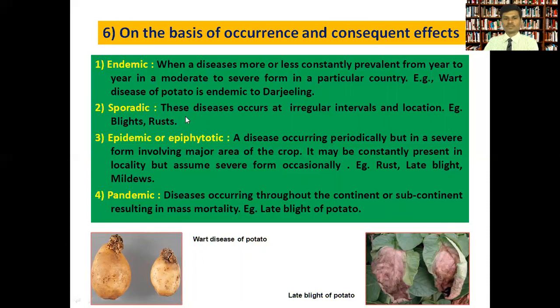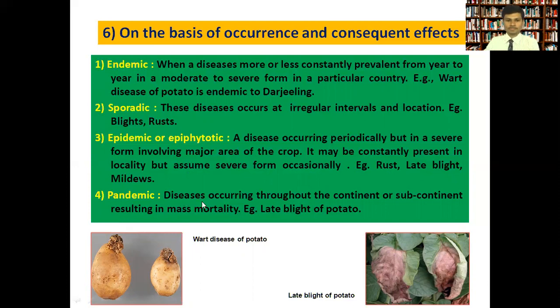Then sporadic. These diseases occur at irregular intervals and locations. Example, blights and rust. Then epidemic or epiphytotic, a disease occurring periodically but in a severe form involving a major area of the crop. It may be constantly present in the locality but assume a severe form occasionally. Example, rust, leaf blight, and mildew.